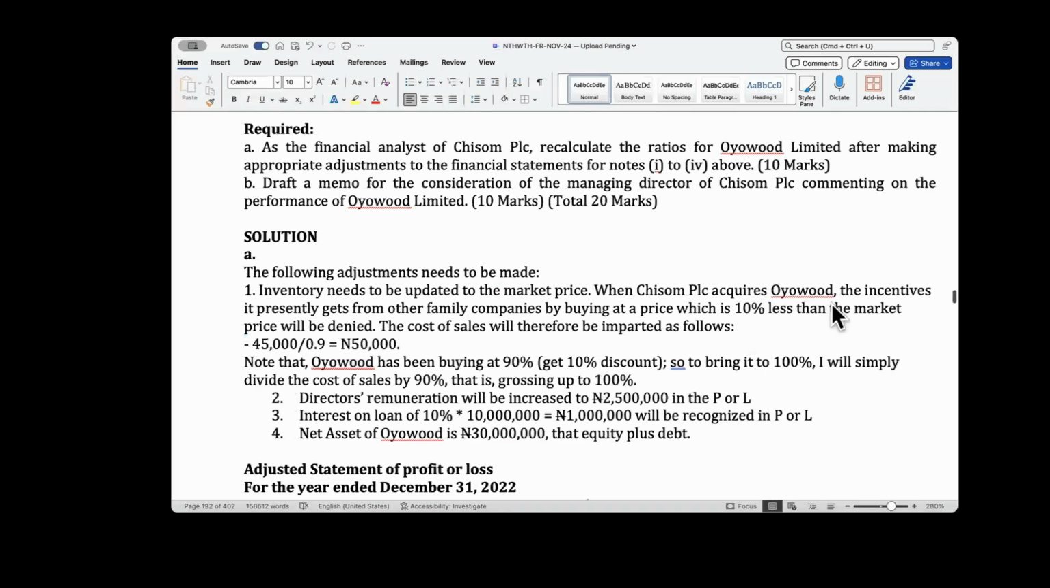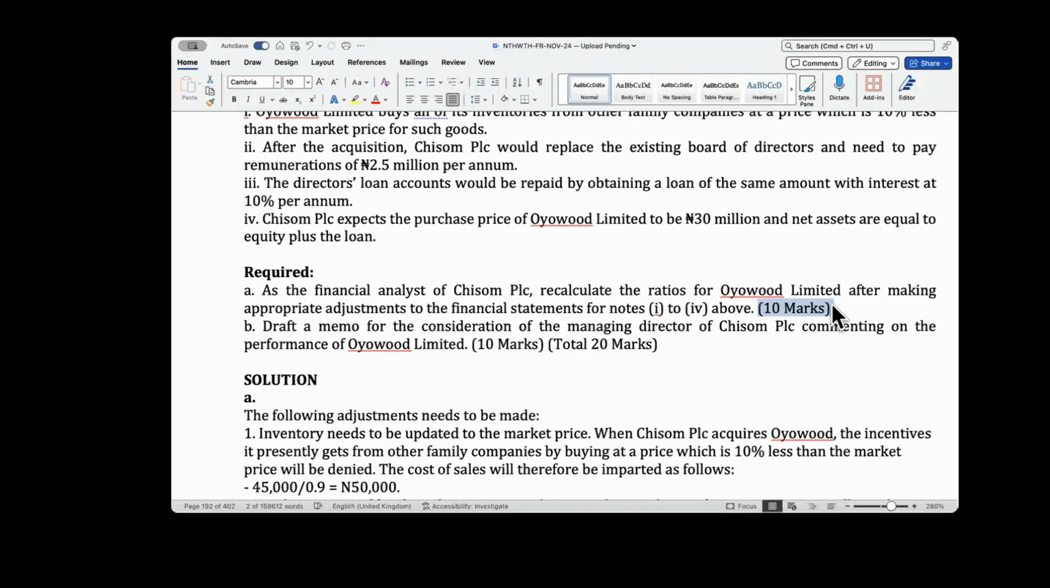Sorry, sir. Does it mean that net assets is the same thing as equity plus debt? Yes. They are the same thing as capital employed. All right, sir. Yes, sir.